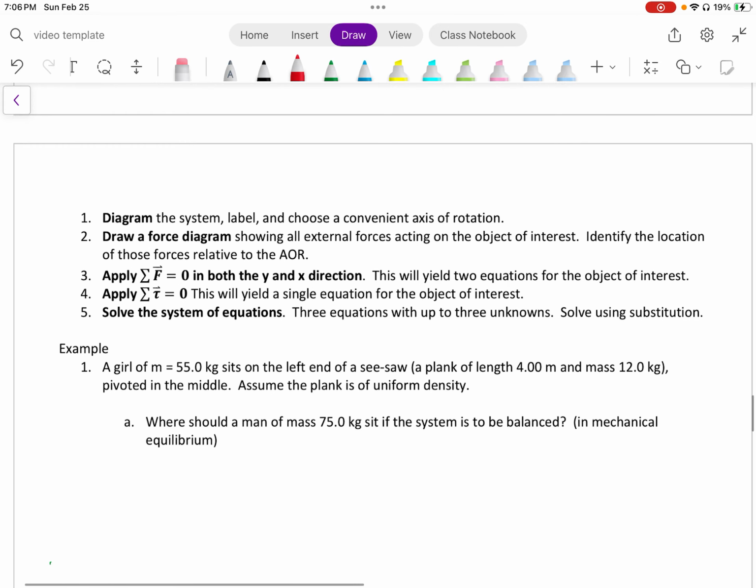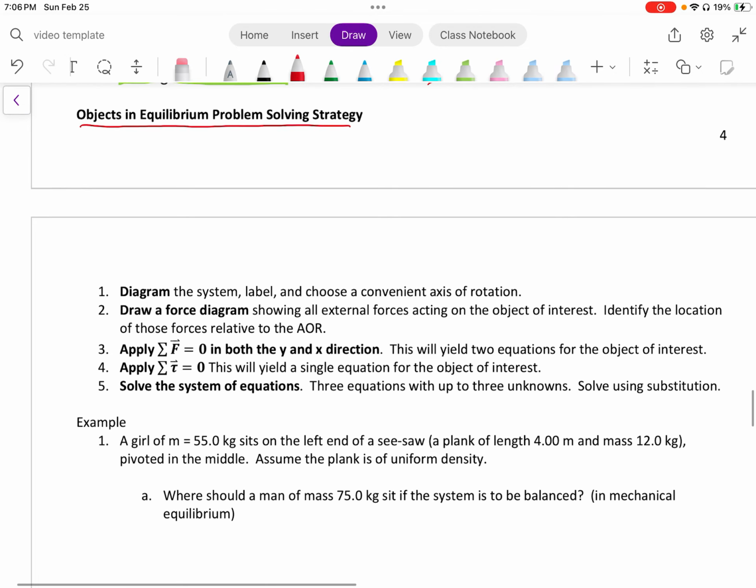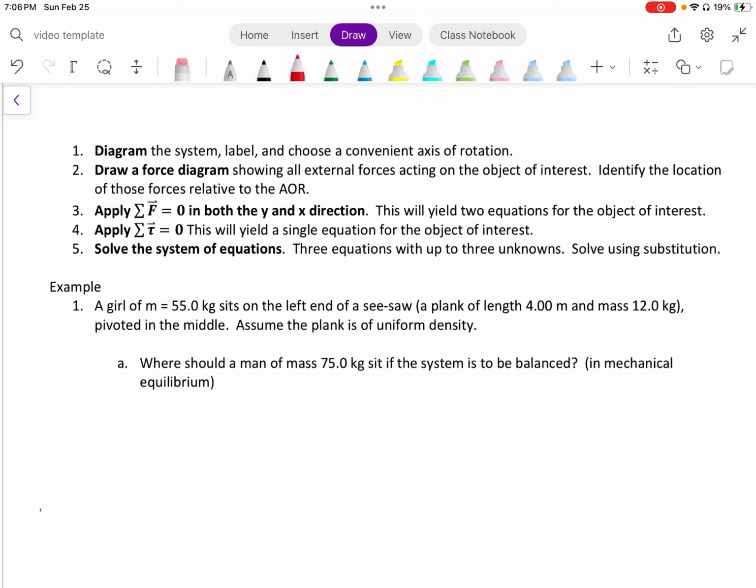Okay, we're going to solve a whole bunch of these problems. They're called objects in equilibrium, and there's a strategy on how to do it. So step 1, diagram, diagram, diagram. And this time we're going to have to label not just the forces acting on an object, but we need to know where the forces act relative to an axis of rotation. Why? Because torque is equal to a force times the distance away from the axis of rotation times the sine of the angle between the force vector and the position vector, the r vector.